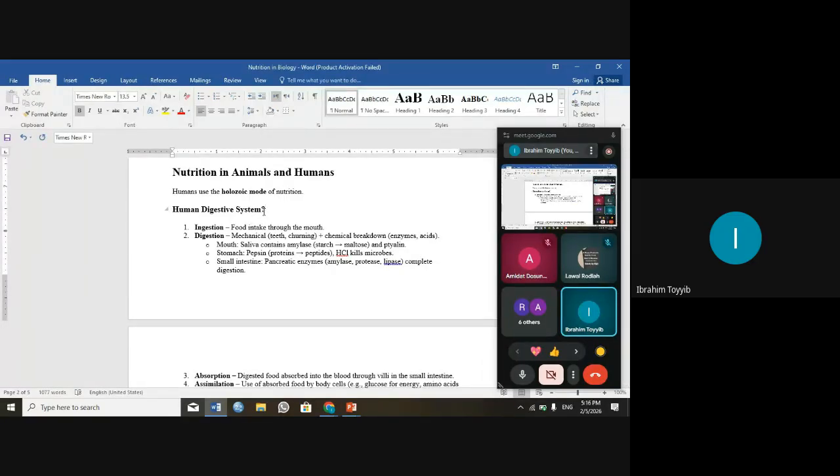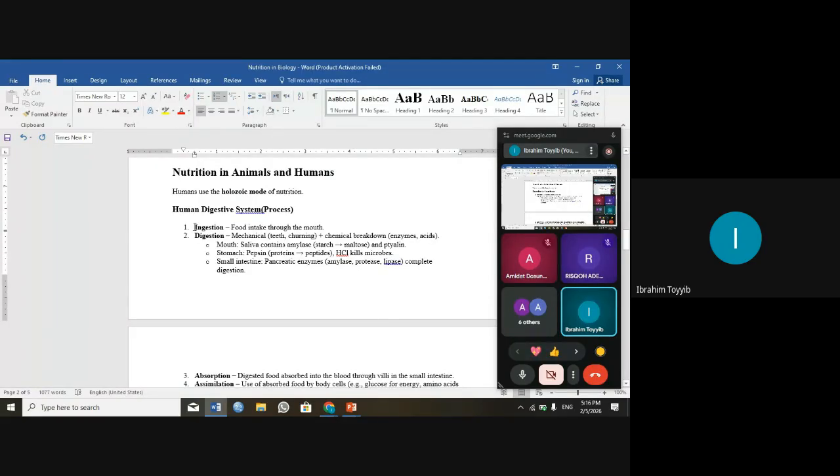Let me write process. We have 5 processes in digestion. The first one is ingestion, that is food intake through the mouth. To ingest. Some things will happen in the mouth, because digestion starts from the mouth. Some enzyme will act on the food before it goes through the esophagus.